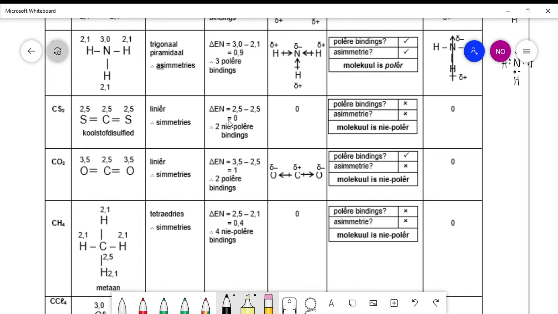So it has an electronegativity of 0. In other words, it has non-polar bonds. So it can't be a polar molecule. But for carbon dioxide, if you draw the Lewis structure, you'll see that this is a linear structure.